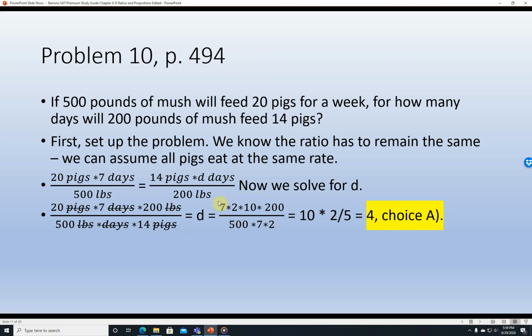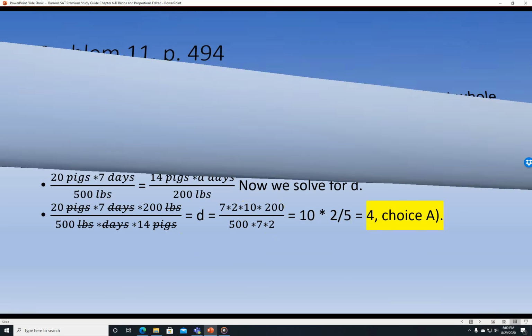So we see the 7 and the 2. These cancel out right away, because there's a 7 and 2 on the top, 7 and 2 on the bottom. Then we have 10 times 200 over 500. 200 over 500 is obviously 2/5. 10 times 2/5 is equal to 4, which is choice A. Notice that I didn't even have to use a calculator to do this because I knew how to factor. Definitely something you want to know for the SAT.